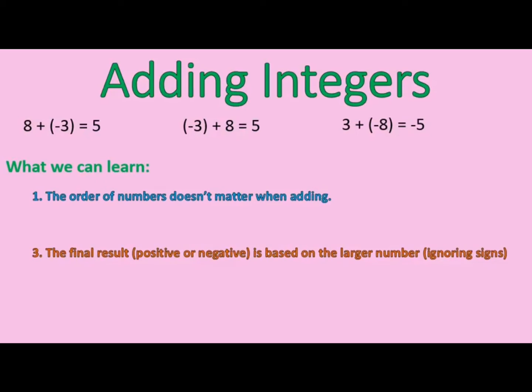Number 3, the final result, positive or negative, is based on the larger number, ignoring the signs. So, if you look at this one, the larger number is positive 8, and so your final answer is positive 5. In this one, the larger number, again, ignoring the signs, I know negative 8 is smaller than positive 3, but 8 is bigger than 3. So if you ignore the signs, 8 is larger than 3. Therefore, the final answer will have the sign of the larger number, ignoring the sign.